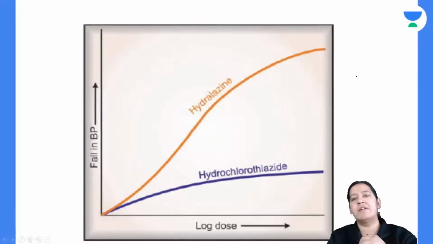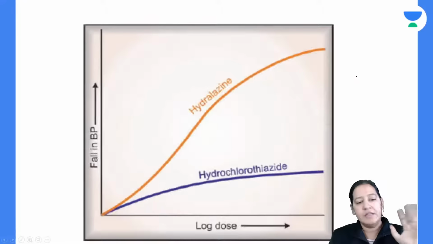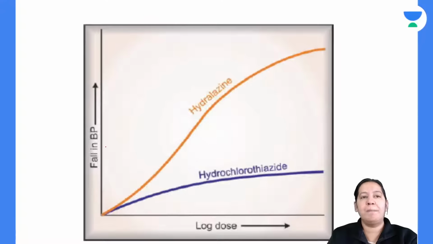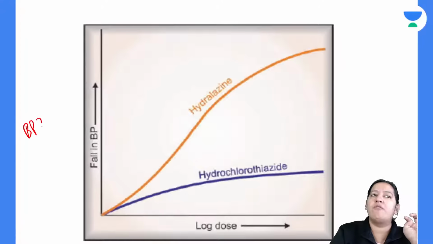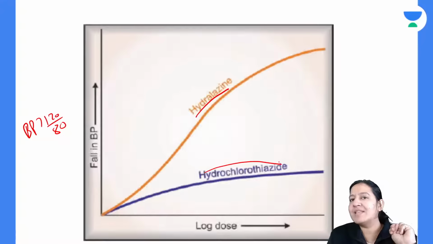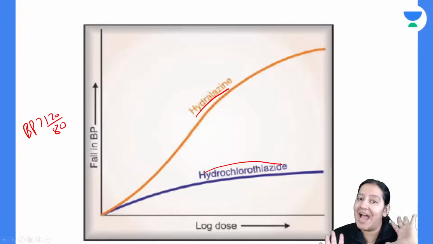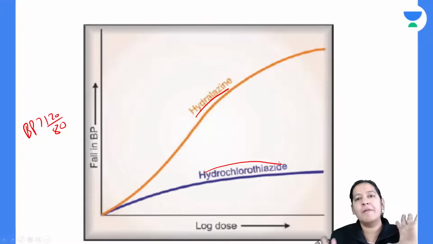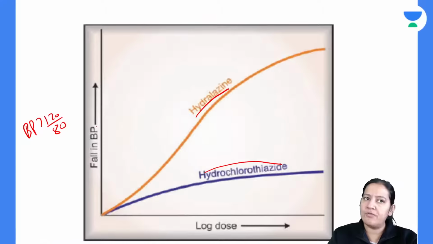Let me give you an example which is given in KDT. Very good example. There are two drugs available for hypertension. You know what is hypertension? The patient is having blood pressure more than 120/80. So I have given a drug to the patient. I have two options, hydralazine and hydrochlorothiazide. Both are anti-hypertensive drugs. Both are used to control hypertension. So both will cause fall in BP.